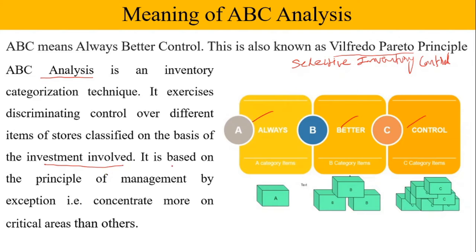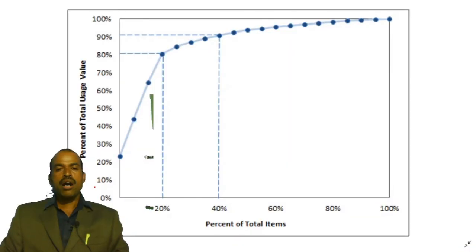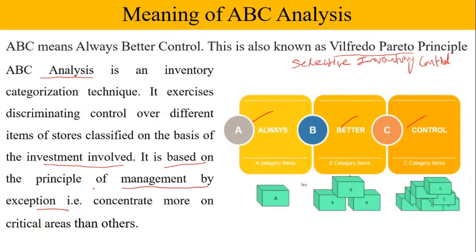This is based upon the principle of management by exception. What is meant by management by exception? Under management by exception, higher level managers take care of the critical areas of decision making, and lower level managers take care of the routine and daily activities of the business. In the same manner, in ABC, the high value material is taken care of by the higher level managers, and the low investment inventory is taken care of by the lower level managers.